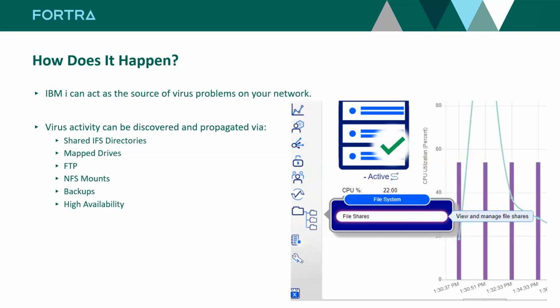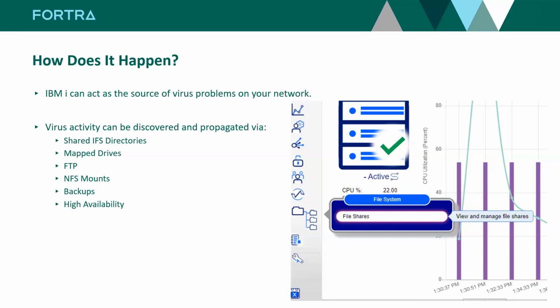How does it expose it? The IBM i itself can act as a source of outbreaks in the network, whether those users are accessing those files, they don't really pay attention to what they're opening, or they think it's their actual file, or they're being nosy. That virus activity can be propagated through multiple channels. That's the shared IFS directories, a huge offender, mapped drives, an even bigger exposure through those IFS shares, but also FTP, where files can be loaded up to the system and pulled down from the system, NFS mounts, SMB shares as well, backups, right?